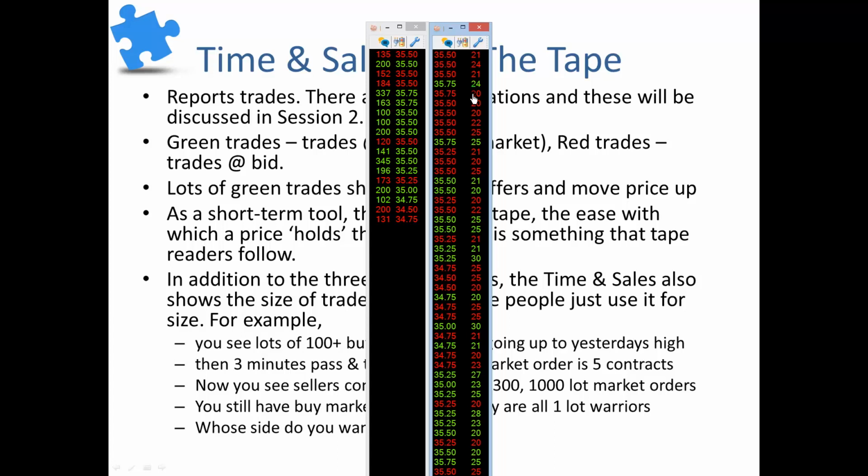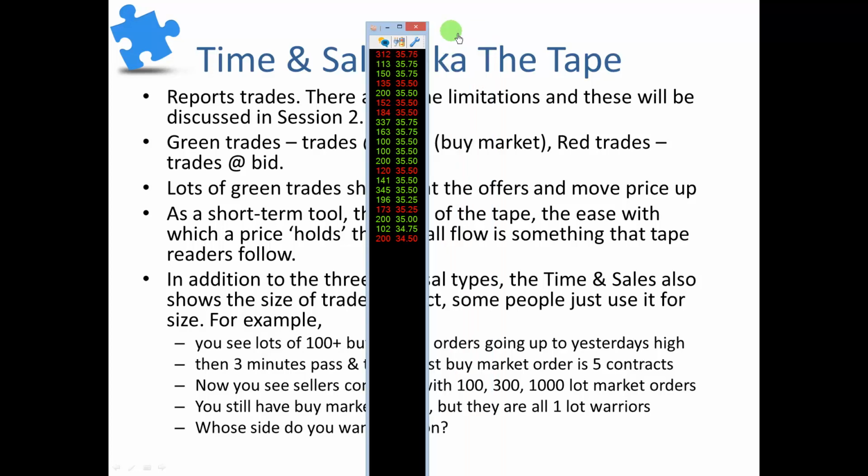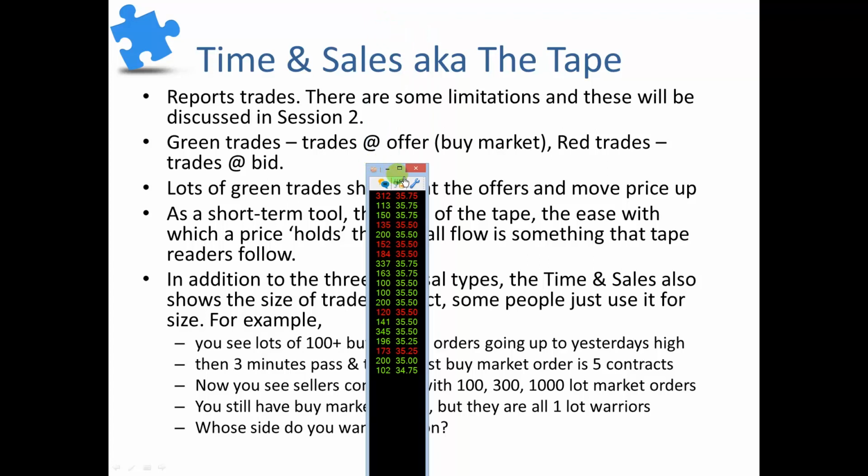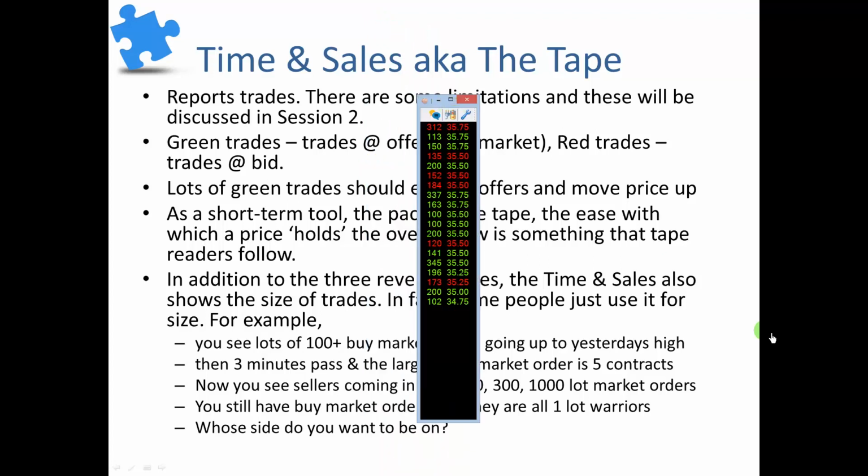Now, time and sales has got the least history of any order flow tool. It's as much about pace as anything else. It's not everybody's cup of tea. But what I will give you is probably the best use of the time and sales for a beginner. The best use of time and sales for a beginner is just this: it's just the large trades.